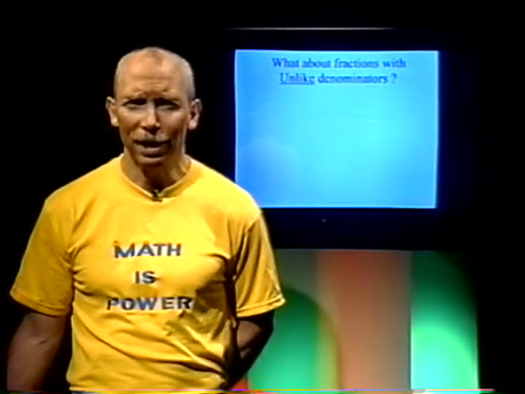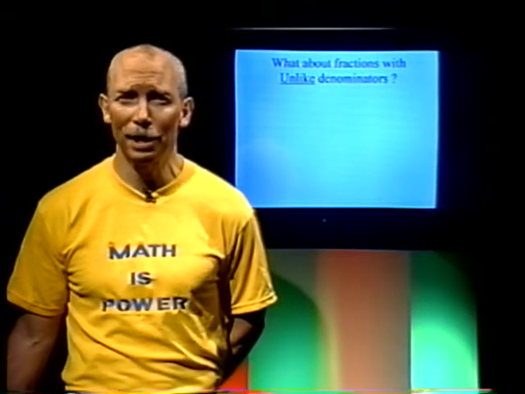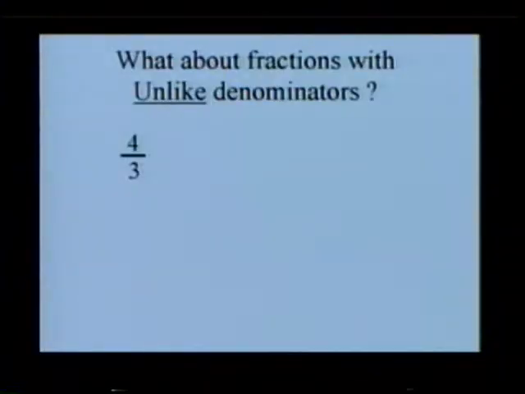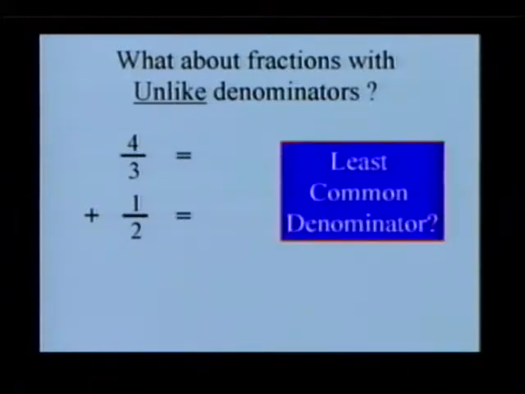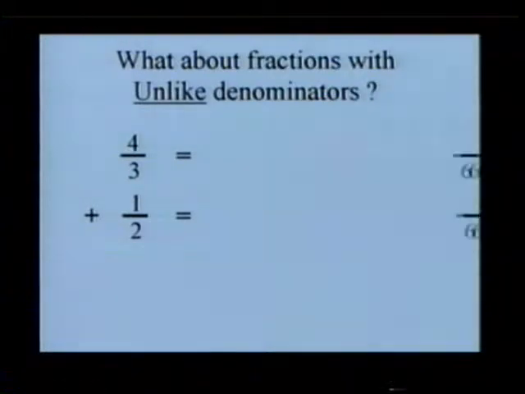Let's take a look. We're going to add some fractions. This is a tough concept. A lot of people have trouble with it, with unlike denominators. We're going to add 4/3 and 1/2. I like to do it vertically like this. What does that equal? Well, we're going to get a least common denominator. A least common denominator of 3 and 2, in this case, is 6.